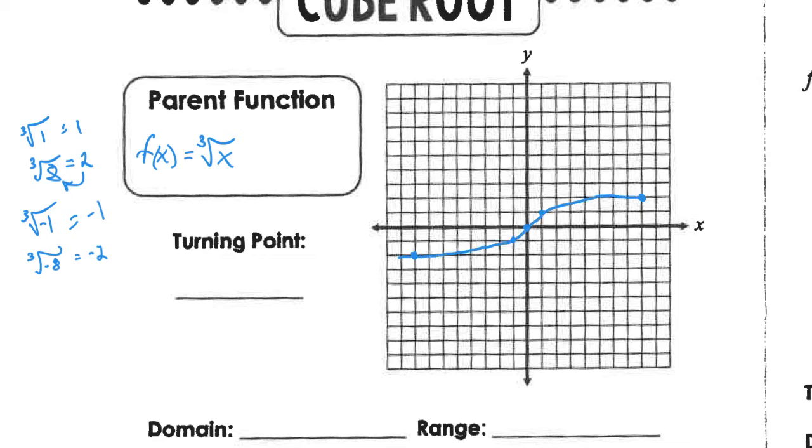And you should notice that this looks a lot like the cubic function, just rotated or actually reflected. And then the turning point is going to be 0, 0. That's that rotation point in the middle. I could rotate this and it'll end up the same, just like the cubic function.